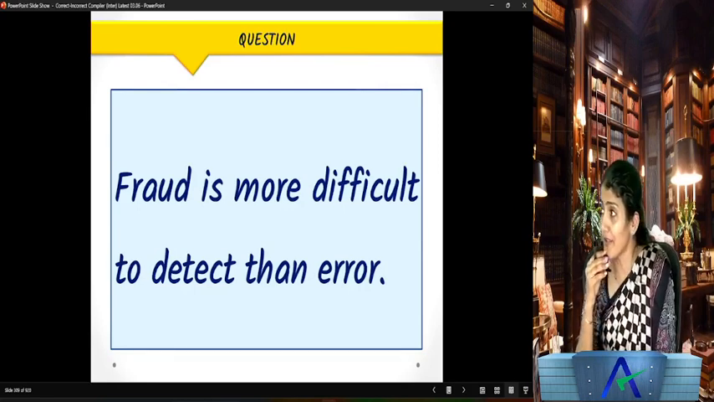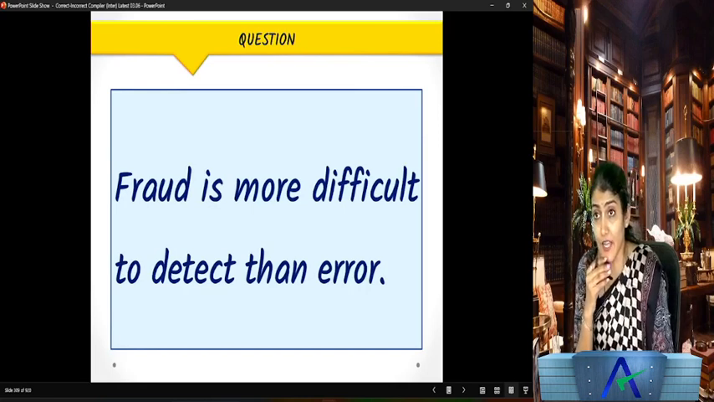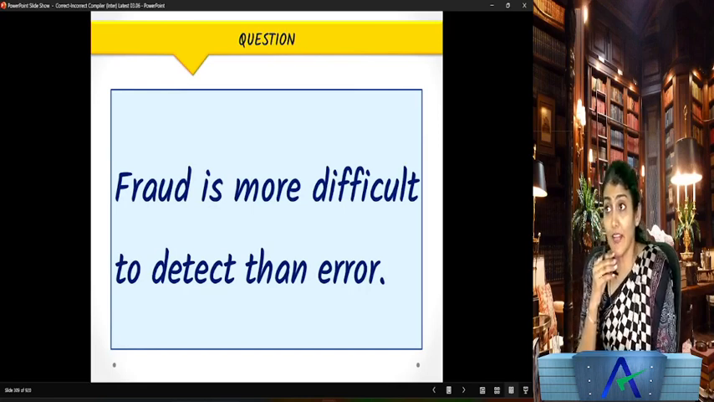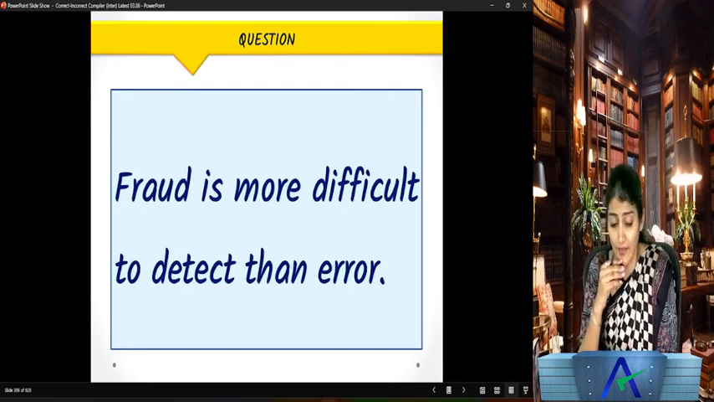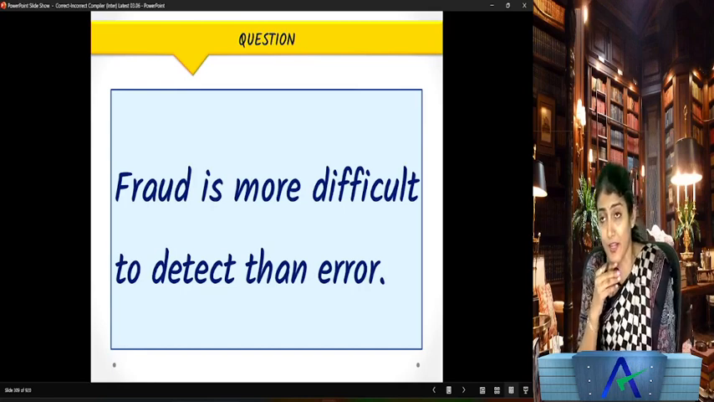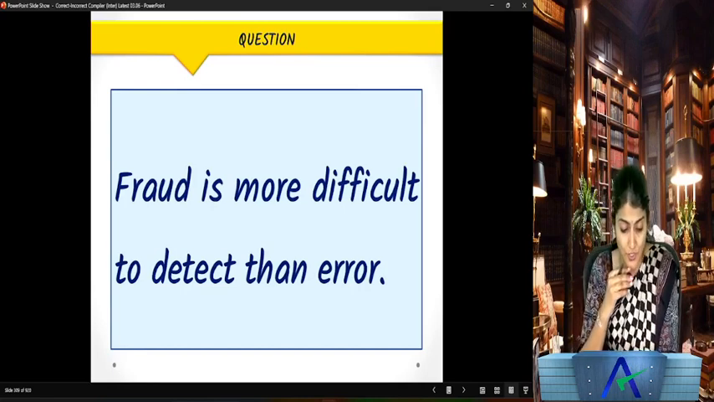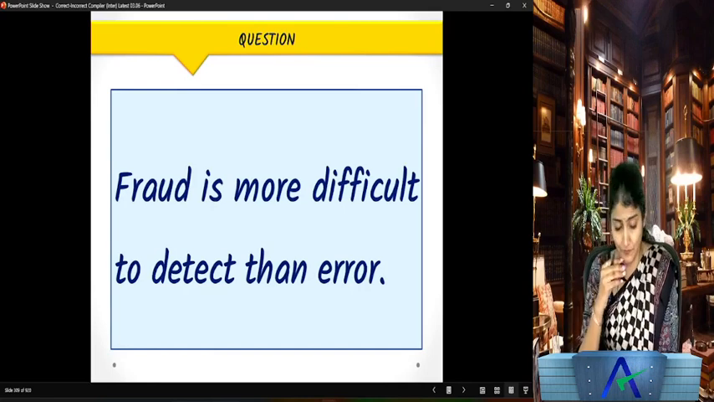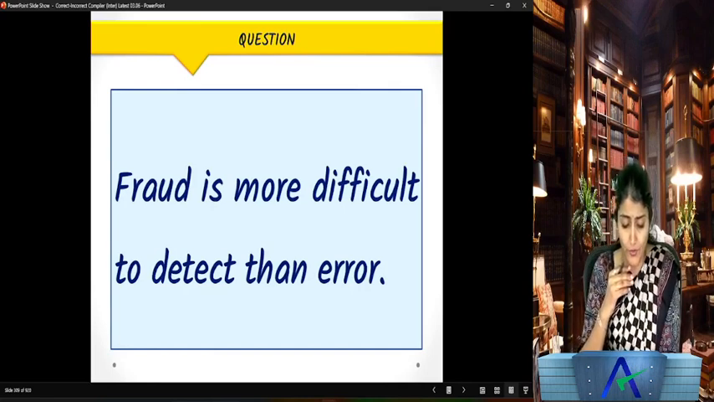Because fraud involves sophisticated and carefully organized schemes designed to conceal it, such as forgery, then deliberate failure to record the transactions, intentional misrepresentations being made to the auditor. And it is even more difficult to detect if accompanied by collusion. Write down. Fraud is more difficult to detect than error.